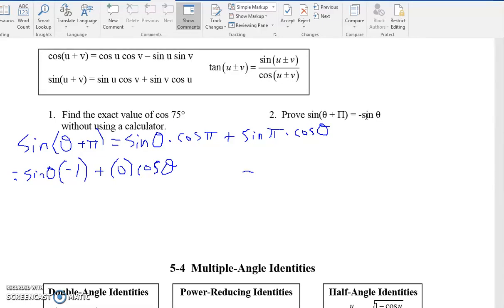So cosine right there. I think you can see where this is going right now. Sine of theta times -1 is negative sine of theta, and obviously 0 times cosine of theta just gets you 0. So there is my final answer, and I've proven this identity. That's really all I wanted to show you in this short video here. We'll stop right there. Ask some questions in class.